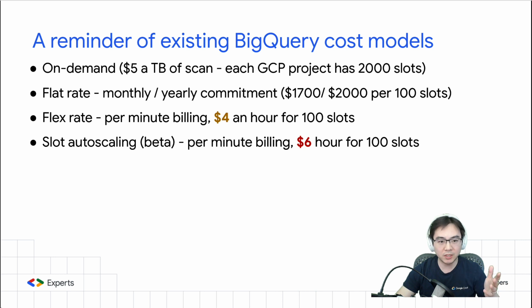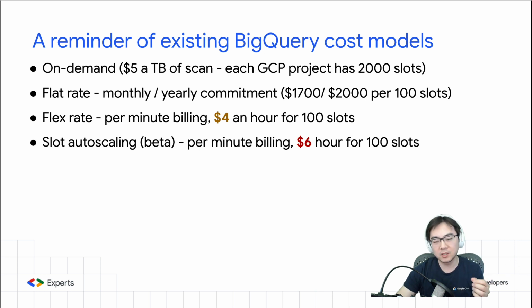You obviously have flat rates, which has monthly or yearly commitments. So that's around $1,700 to $2,000 per 100 slots, right? Keep in mind that's slots again. That's only 100 slots. You see why I would like to break down the cost later on with something that is more comparable, but let's come back to that.